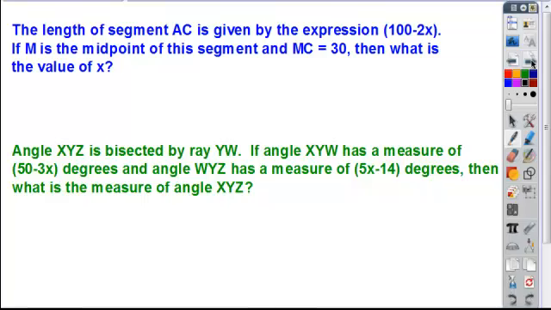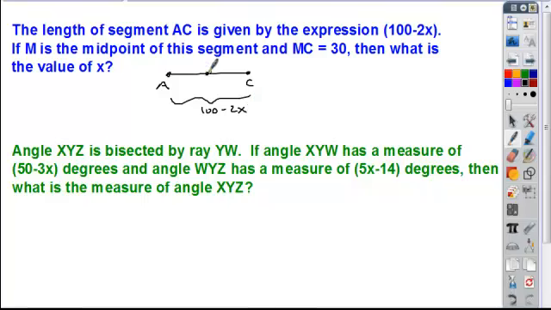All right, so the first one is dealing with a segment, AC. So if we look at that segment and kind of label it AC, that's represented by the expression 100 minus 2x. So there's the length of AC.